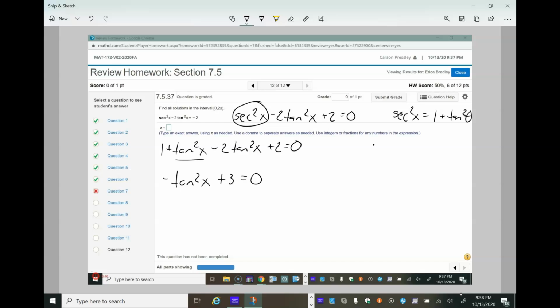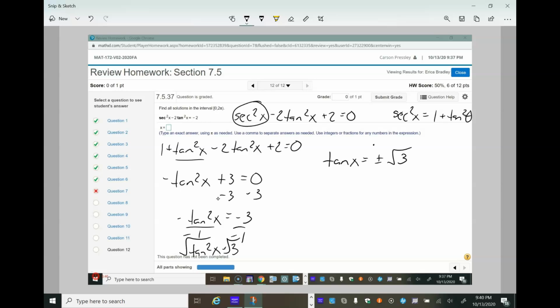So when I try to solve this, I have to break it down and see what we can actually do. So I would again solve this for 0. So I would subtract my 3 over, -3, and then I would divide by -1. So tangent squared x equals 3, and then remember to get rid of that, you have to take the square root. So I finally get tangent of x equals plus or minus the square root of 3.